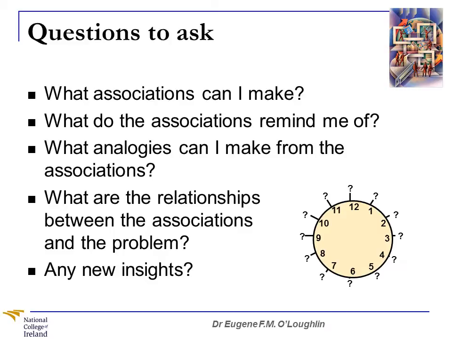Our fourth question is, what are the relationships between the associations and the problem? Sometimes you will have very tenuous or very loose associations between two characteristics, and sometimes very strong relationships, but what are those relationships, and what are the relationships with the overall problem being resolved? And finally, and probably the most important question you're going to ask here is, are there any new insights based on what you are doing? So you're randomly combining two attributes or two sets of words and looking for new insights from them.